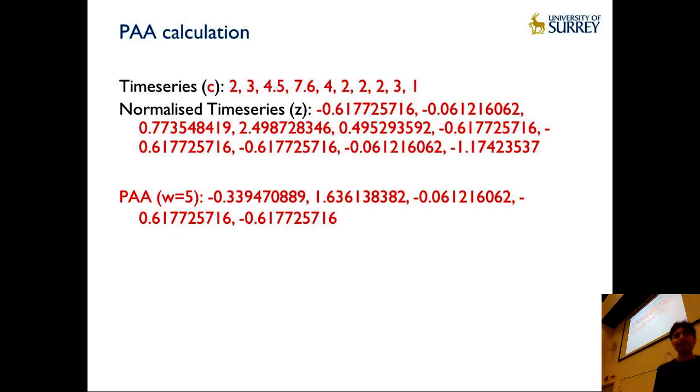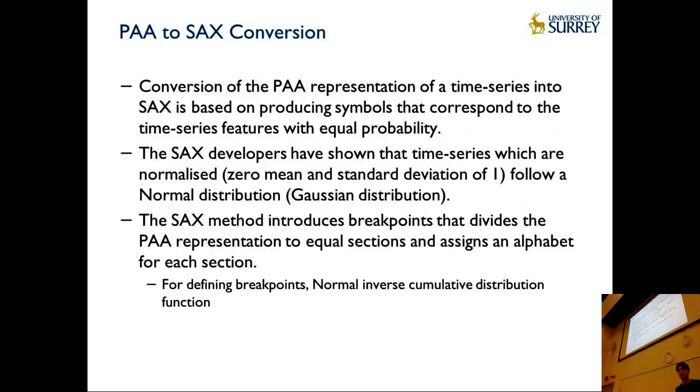Once you have the PAA, we have lost some detail, because every 2 measurements became 1 value, so out of 10, now we have 5 values. The next step in SAX is to take these values and represent them by symbols. What would be the step to go from here to a symbolic representation? That's a very interesting and clever part of SAX.